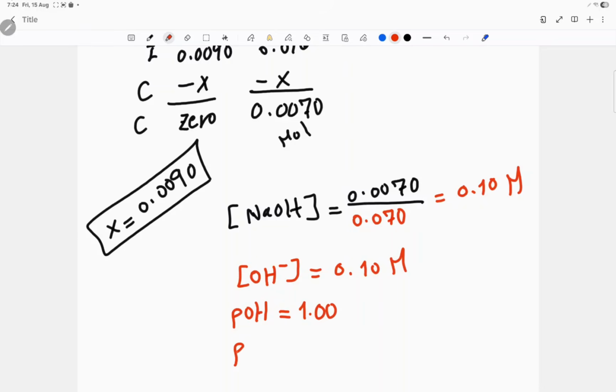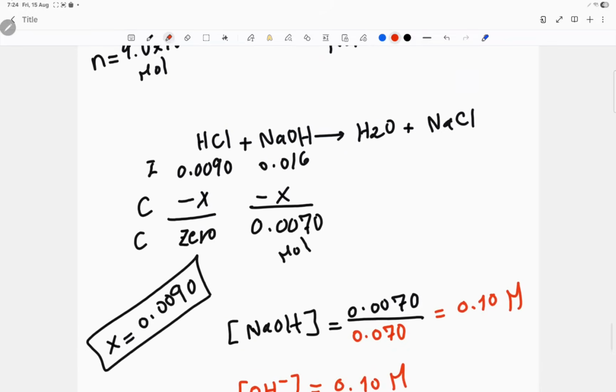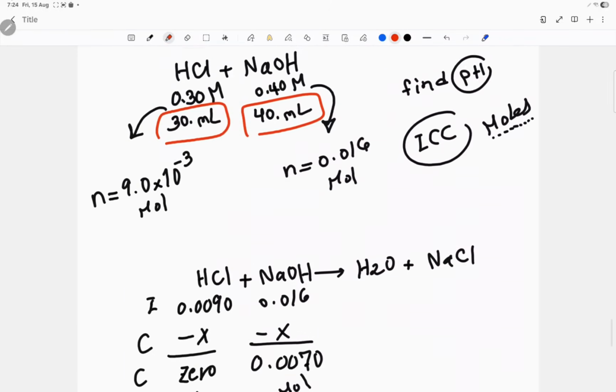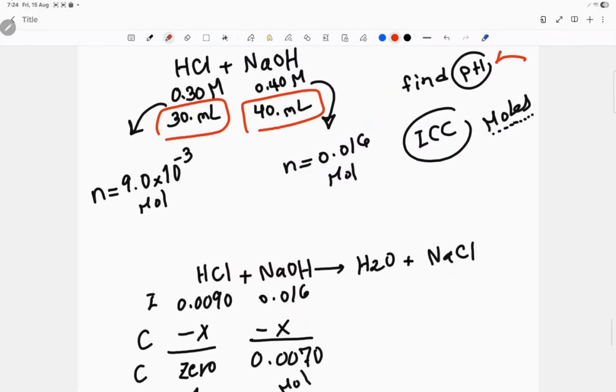1.00. So what's the pH? 13.0. Good. So the question asks us first of all to solve what? pH. Okay, then you put an ICC table.